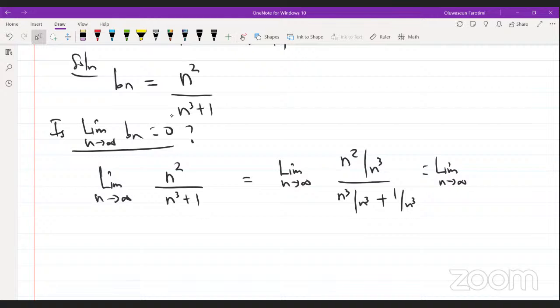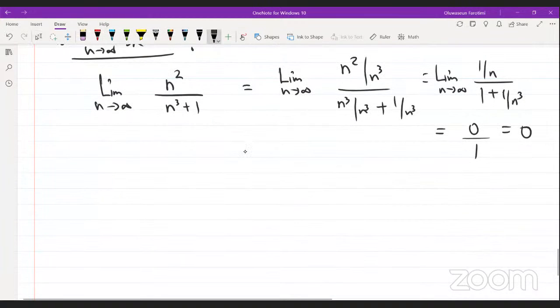In this case, I got a 1 over n here, divided by 1 plus 1 over n cubed. Now, as n goes large, the guy on the top is 0, the guy on the bottom is 1. So you got a 0. Good, done. So the second thing is, is Bn decreasing?